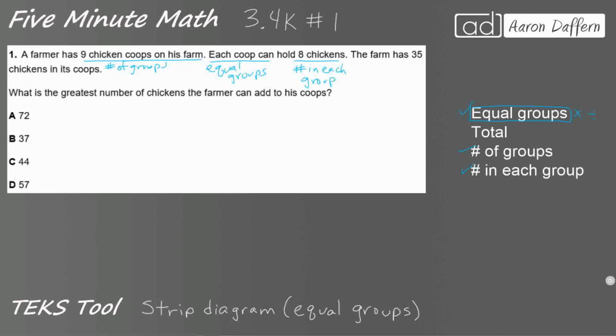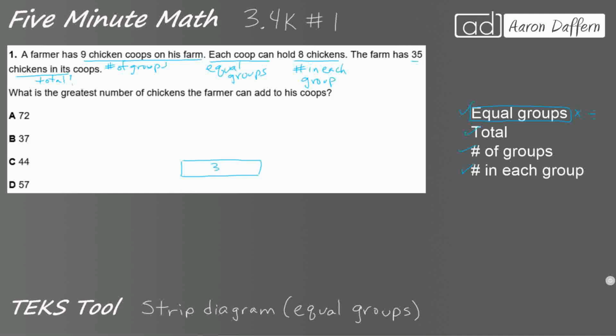But we also have 35 chickens. Now that's interesting. This seems like it's going to be a total. So you might think, well, normally we don't have all of these. We're looking for something. Let's draw a strip diagram to represent what's going on. Let's start with 35 chickens. Okay, so we will keep that and we'll just say this is just a group.